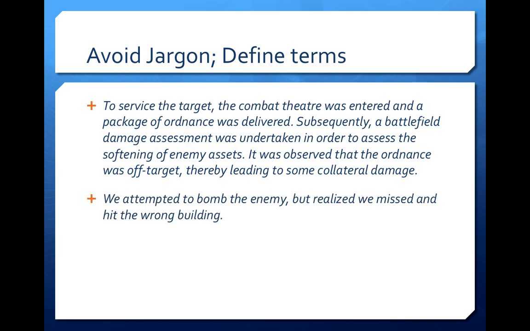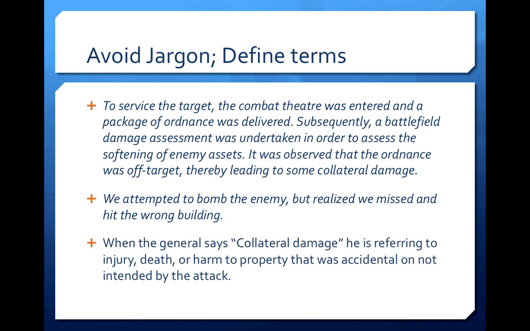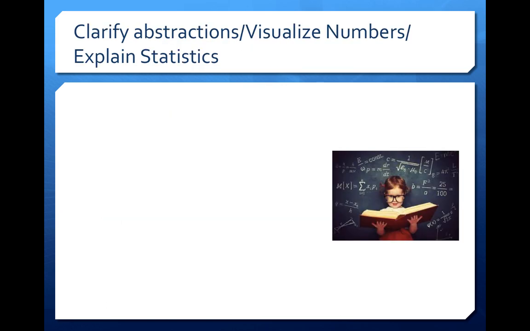We attempted to bomb the enemy, but realized we missed and hit the wrong building. Of course, it might not be a building, it could be something else. If we did want to use some of the language in the bad example, maybe we wanted to teach the audience what the military meant by collateral damage, we might say something like, when the general says collateral damage, he's referring to injury, death, or harm to property that was accidental or not intended by the attack.